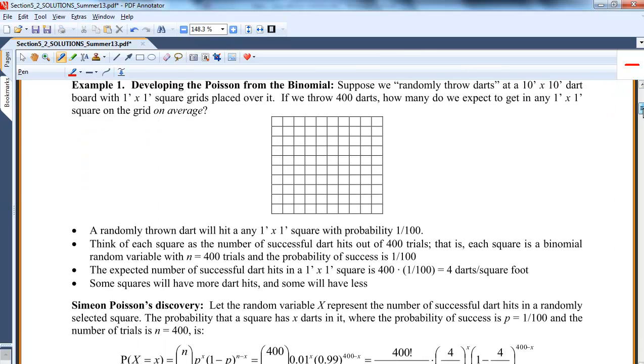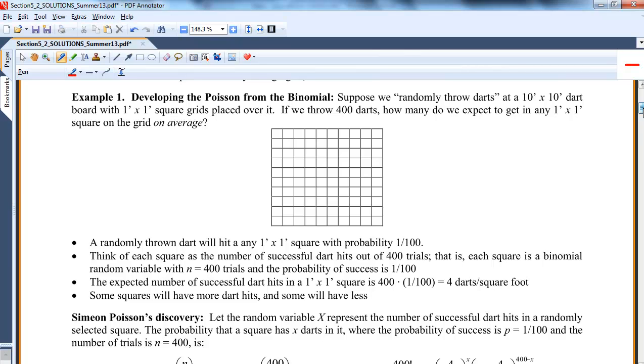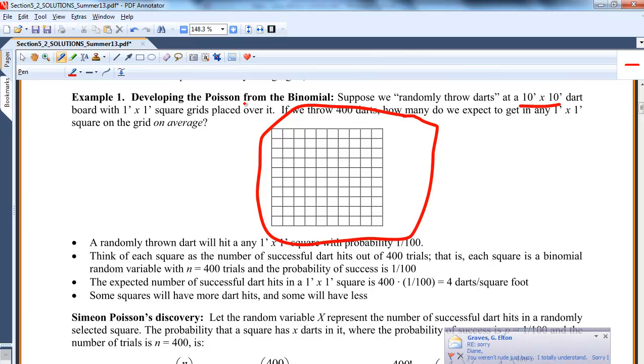This I really like as a display of why we're using a Poisson. So imagine really how a Poisson is derived from a binomial. Imagine you took this huge square. I mean, imagine this is a dartboard that you're gonna put on your wall, okay? And it's pretty big, a 10 by 10 dartboard, 10 foot by 10 foot. I'm going to break up all the little squares into 1 foot by 1 foot grids. So I have 100 little boxes in here, and I'm going to throw 400 darts just randomly.